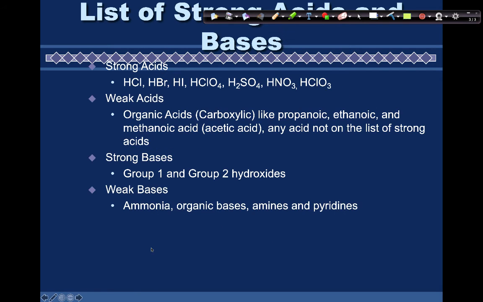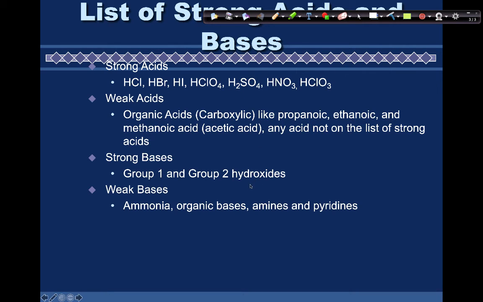So our strong acids, we have 7 of them. Memorize them. We have hydrochloric acid, hydrobromic acid, hydroiodic acid, perchloric acid, sulfuric acid, nitric acid, and chloric acid. You need to know those. The good news is once you know those 7, everything else that's an acid is considered weak. Organic acids are going to be weak acids. So anything that's "oic acid," like propanoic, ethanoic. Ethanoic acid is also acetic acid. Any acid that's not on this list is a weak acid.